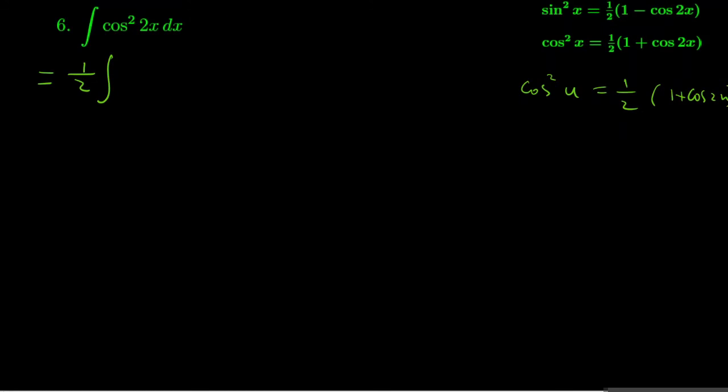It's 1/2. Now inside the integral, you use that formula again. You imagine u here is 2x. So you have 1/2 of, in the integral you have 1 plus cos of 2u. Your u is 2x, so you have 4x here. So that makes sense. 2 times 2 is 4.